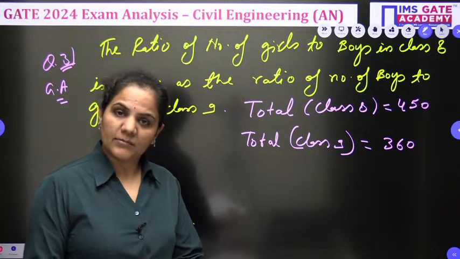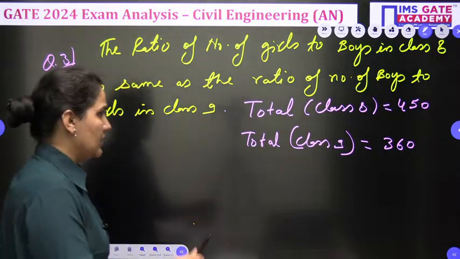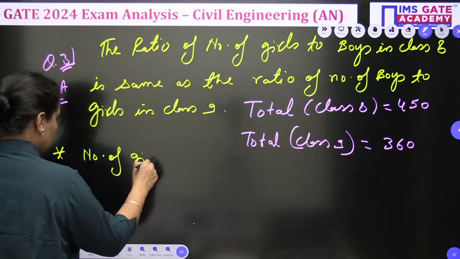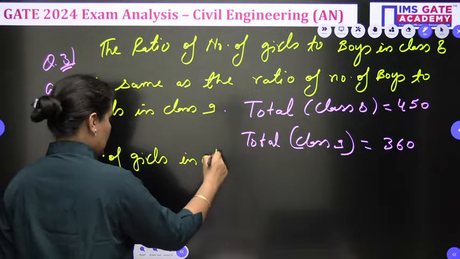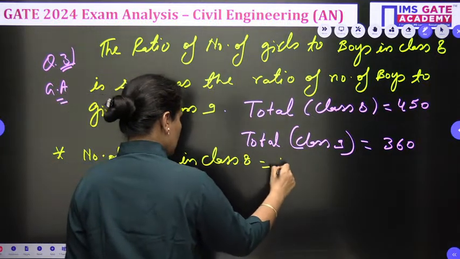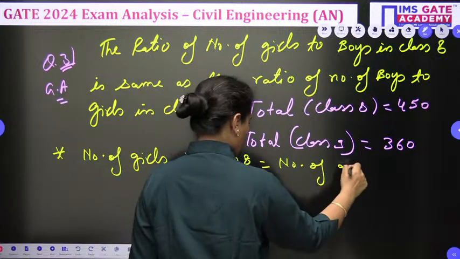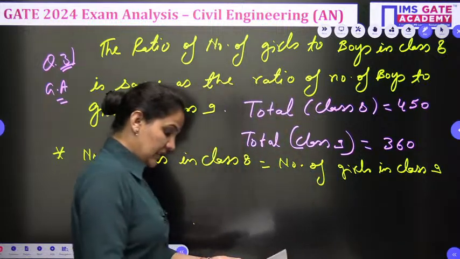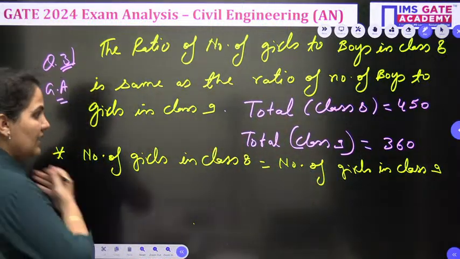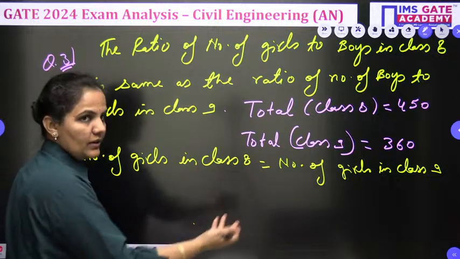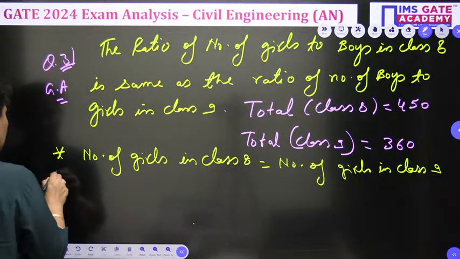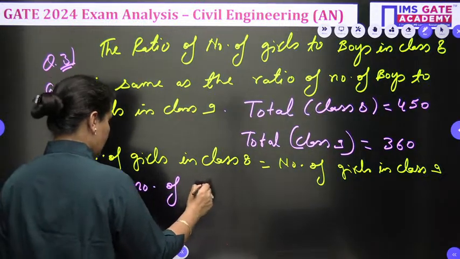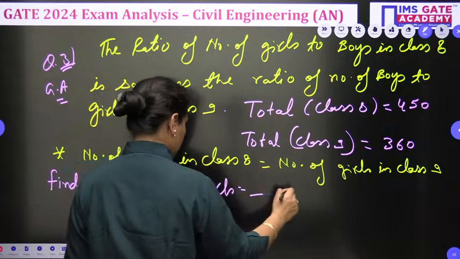Okay, and one important piece of information is also given to us, that is the number of girls in class 8 and the number of girls in class 9 is the same. So one more thing is given to us: number of girls in class 8 equals number of girls in class 9. Then find the number of girls in each class. Each class means either in 8 or in 9, both will be the same only. So find the number of girls.